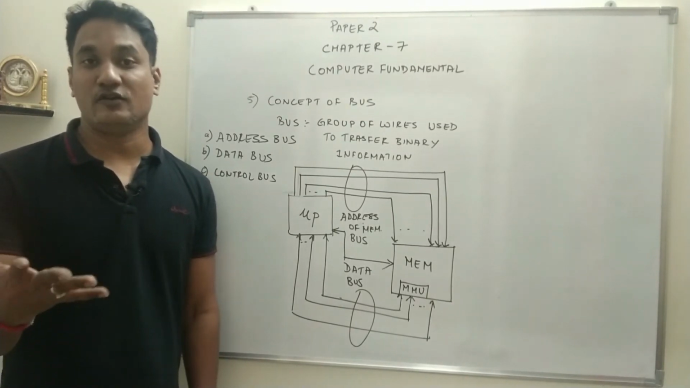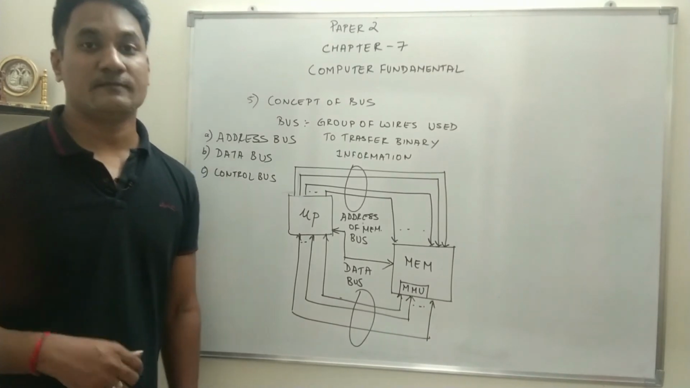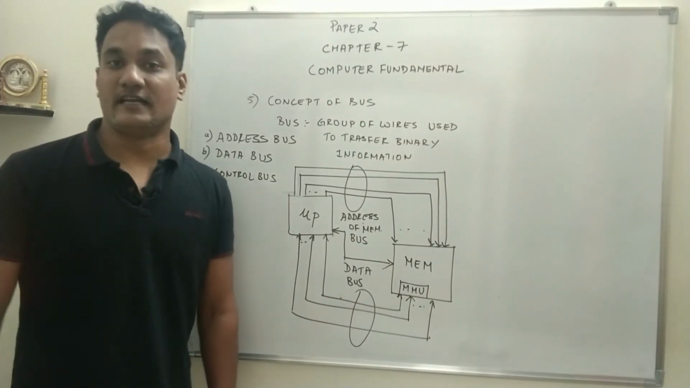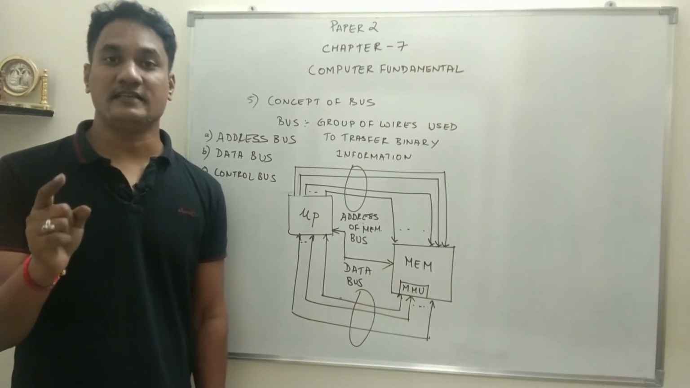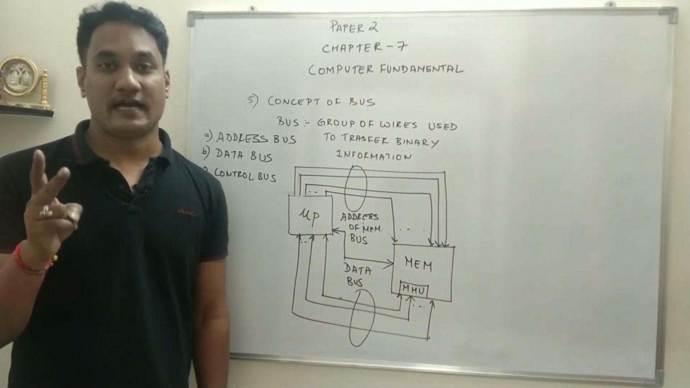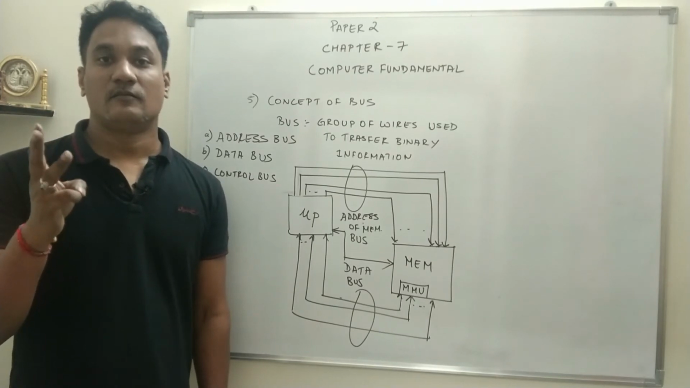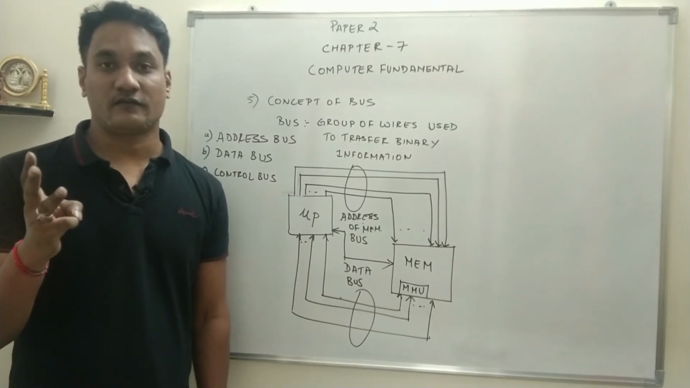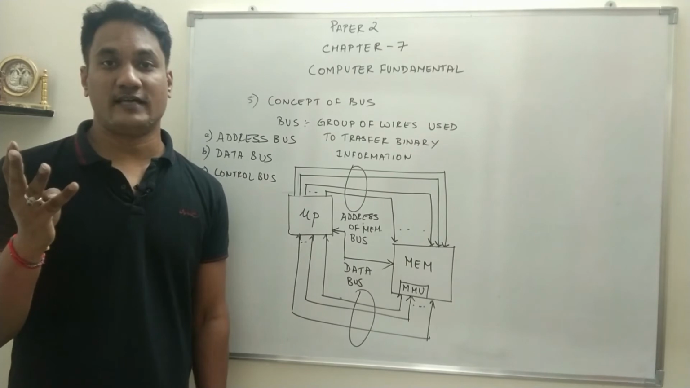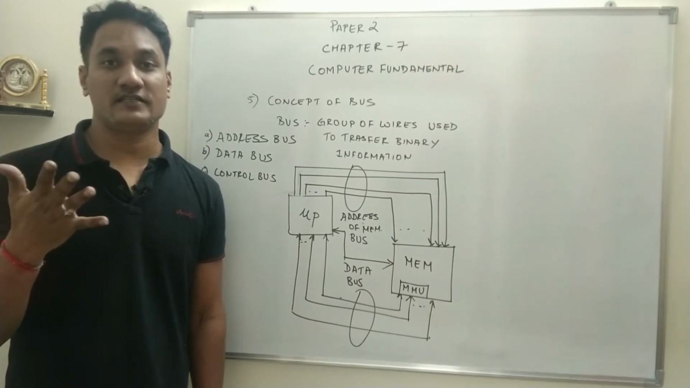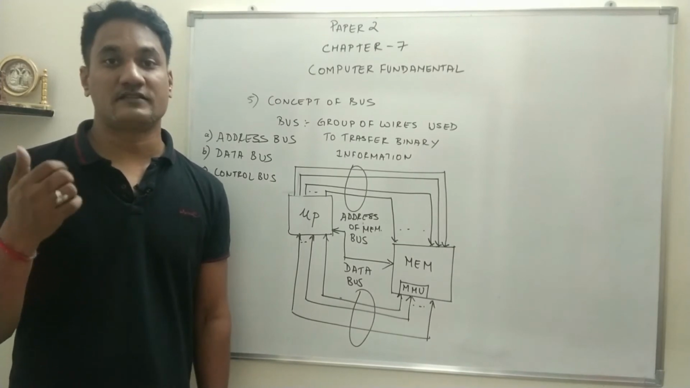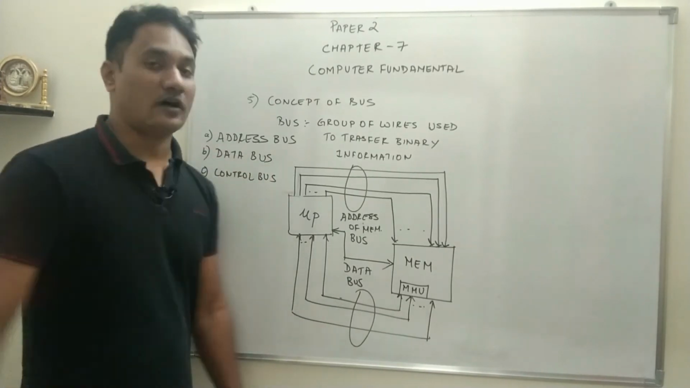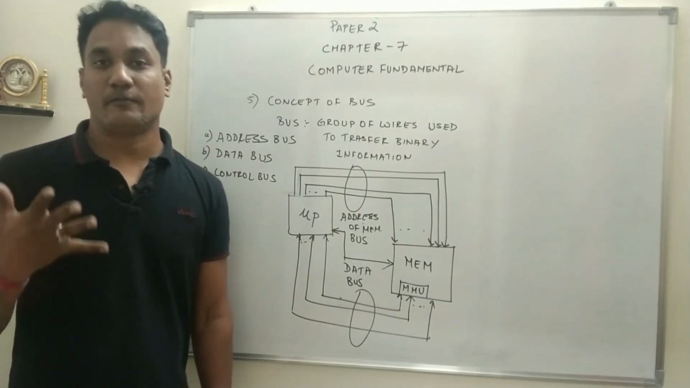So I have explained you 5 questions. Sixth one is differentiate between static RAM and dynamic RAM. So the first question is classification of memory. Second is differentiate between static RAM and dynamic RAM. Third is block diagram of personal computer. Fourth is list any 3 input devices, explain any one of them. Fifth is list any 3 output devices, explain any one of them. And sixth is concept of bus. So you have to just prepare these 6 questions.